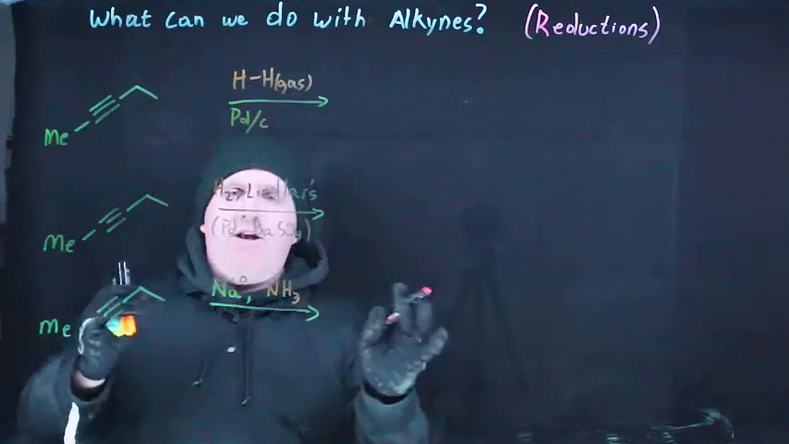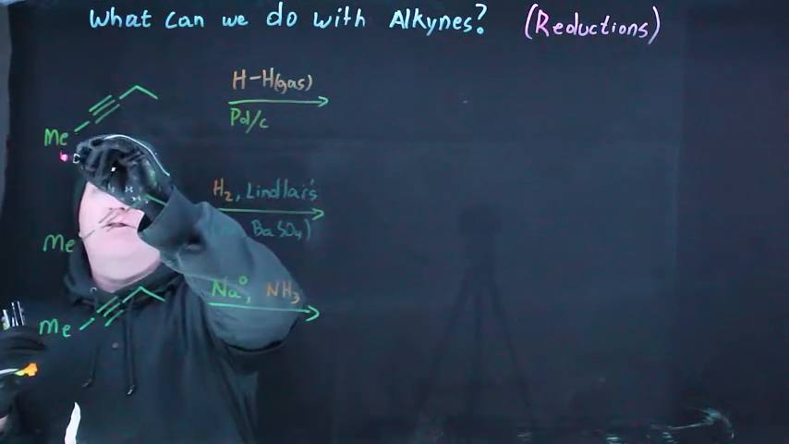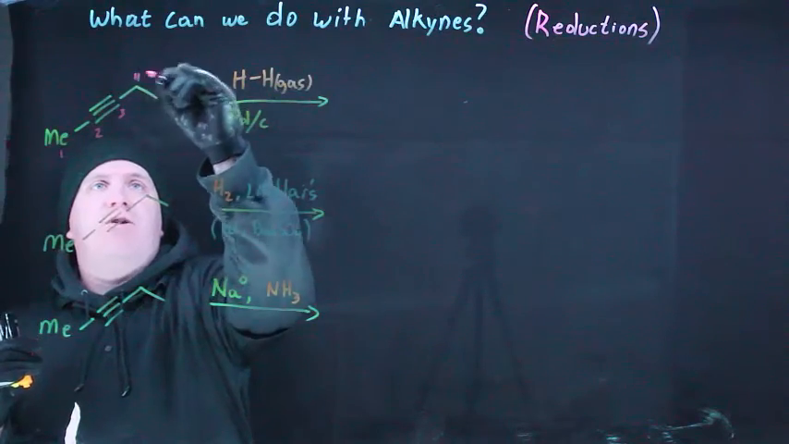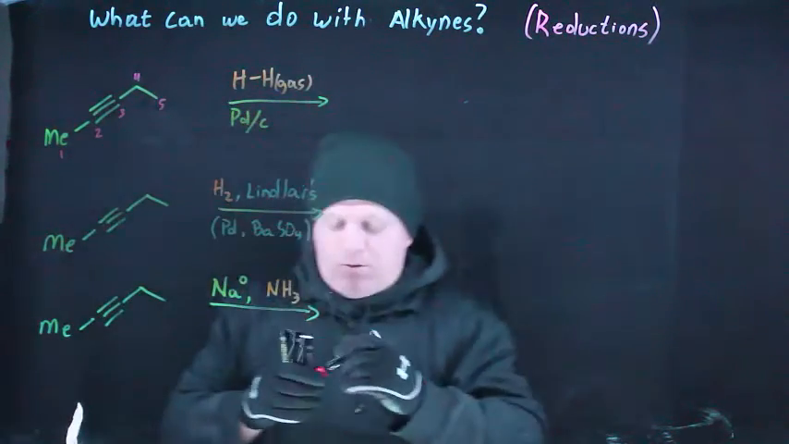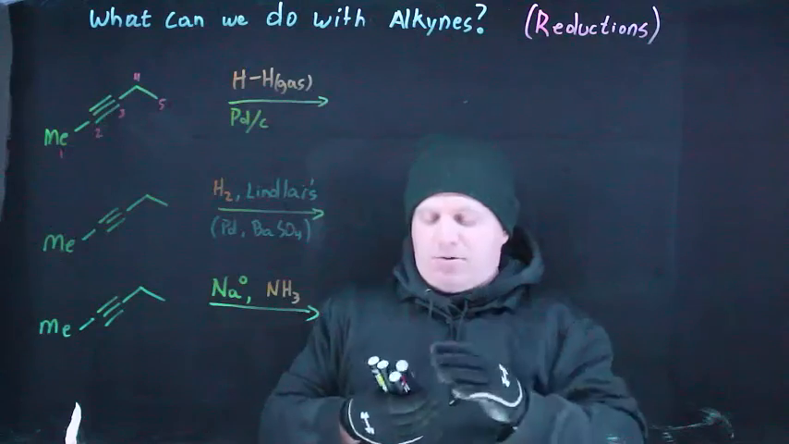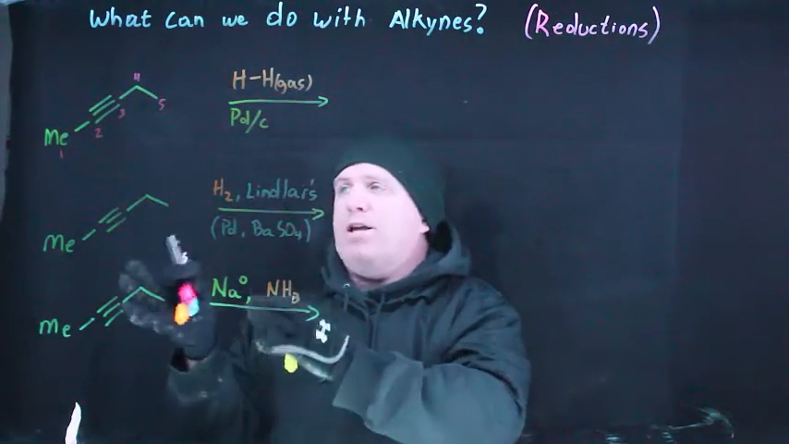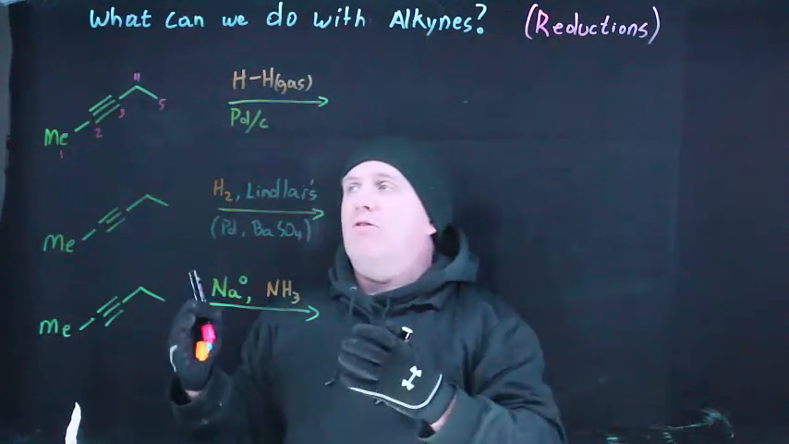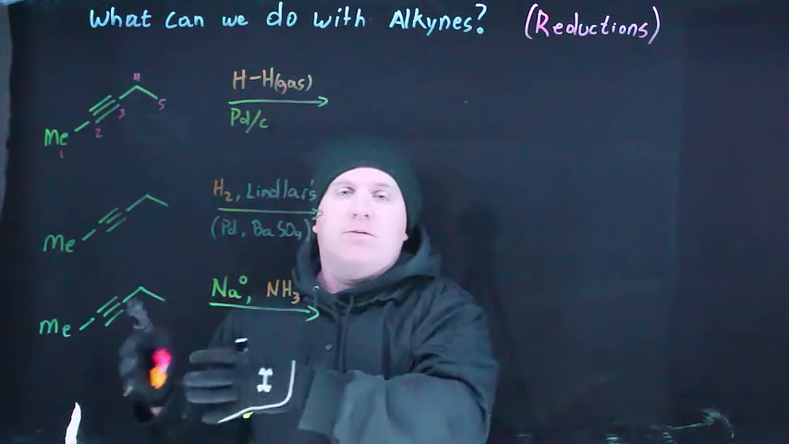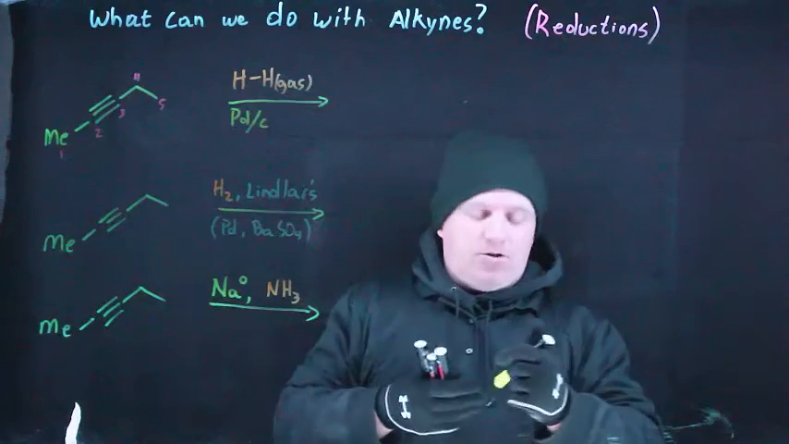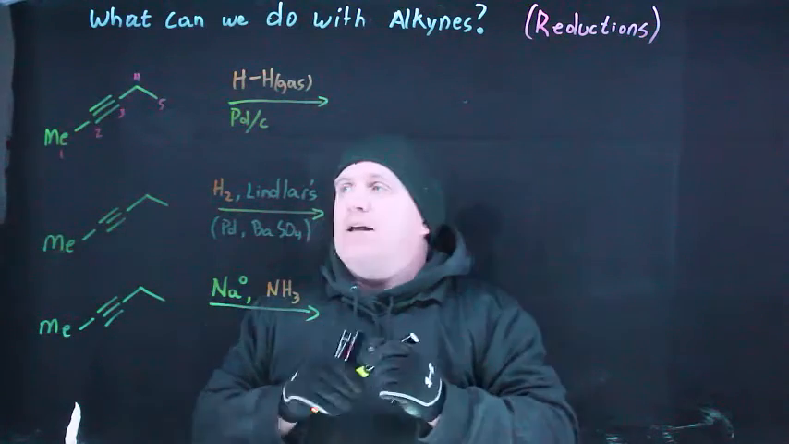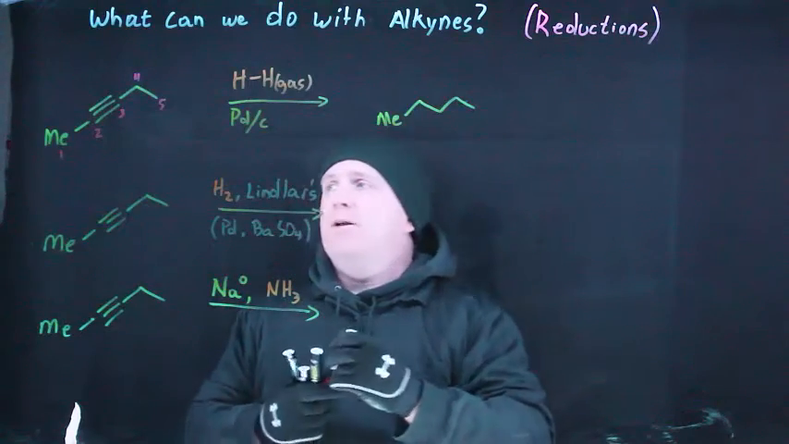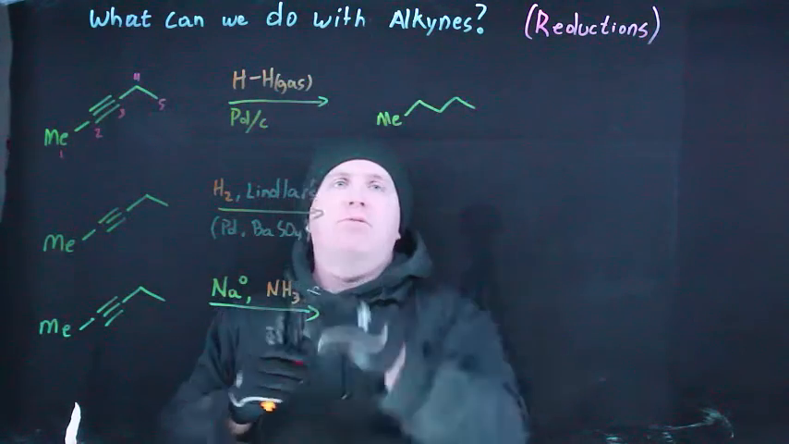So just to orient us, what I'm going to do is number these carbons. So this methyl arbitrarily is 1, that carbon's 2, that one's 3, that one's 4, and that one's 5. And that will help orient you as we go ahead and fill out the products here. So in short, what we can do with alkynes right now is we can do reductions. We can reduce those down. We can add hydrogen across the double or triple bond and get down to products that are saturated as opposed to these unsaturated products.